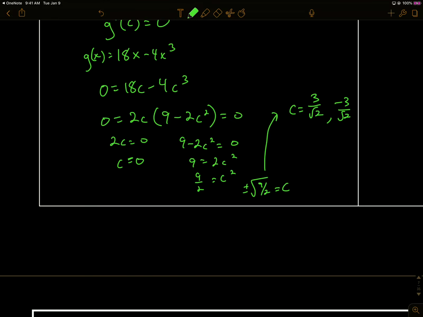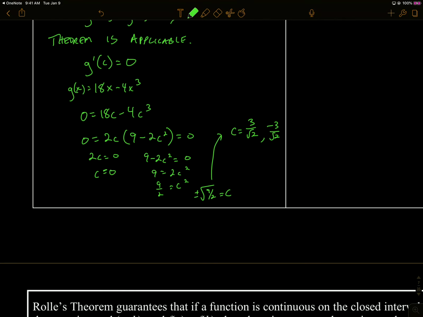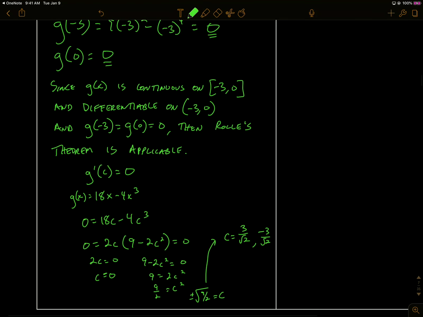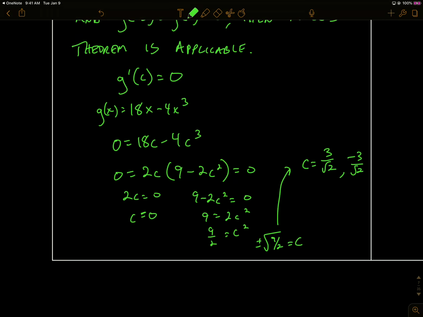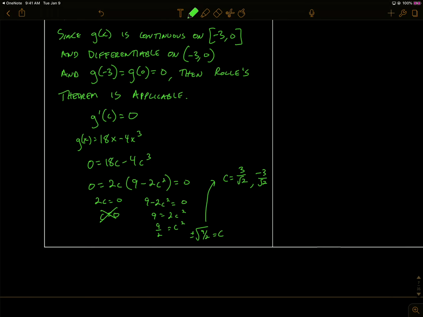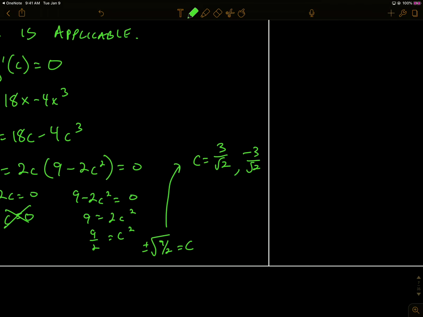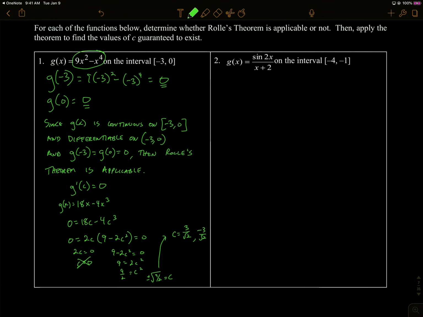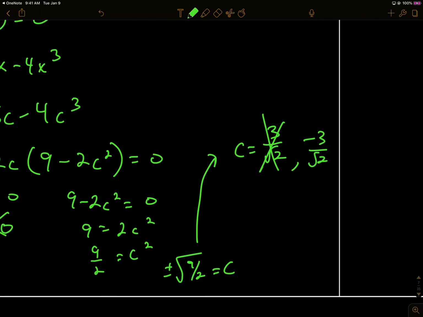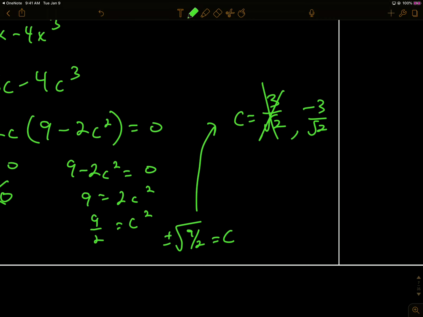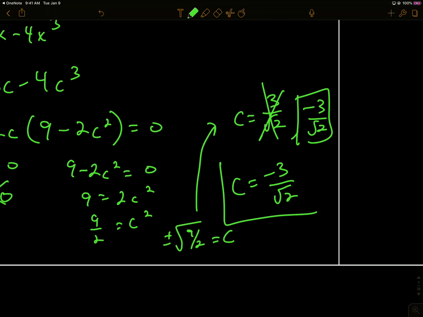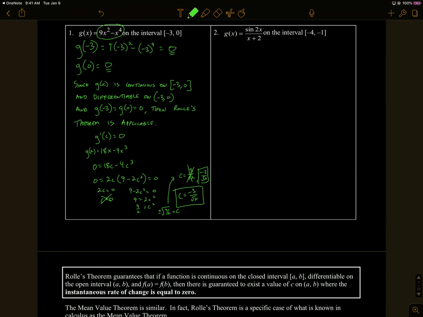Let's see, the c's that are in our given interval is what they want us to find. So our interval was from negative 3 to 0. We're going to throw 0 out because the endpoints don't count. Rolle's theorem is on the open interval, so 0 is no good. And the positive 3 over root 2 is certainly not on this interval, but the negative 3 over root 2 is. So that's the c value that's guaranteed by Rolle's theorem. At that x value, we have a horizontal tangent.